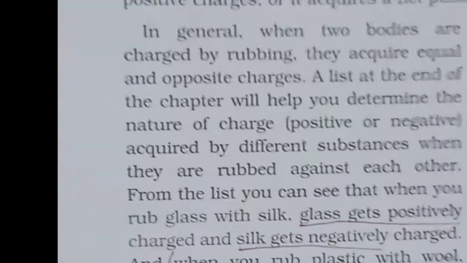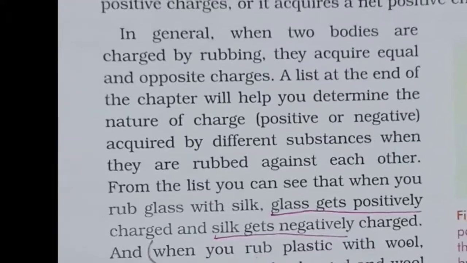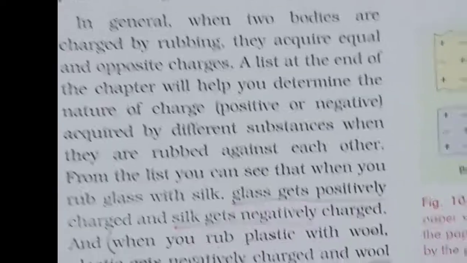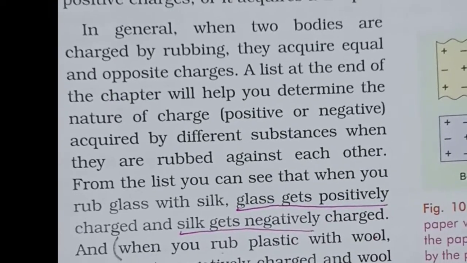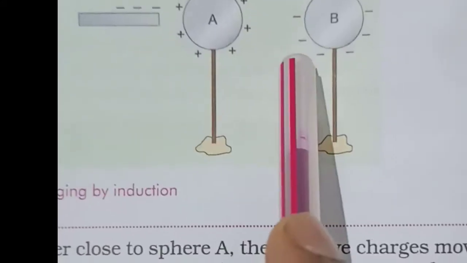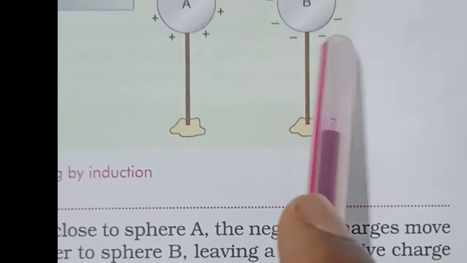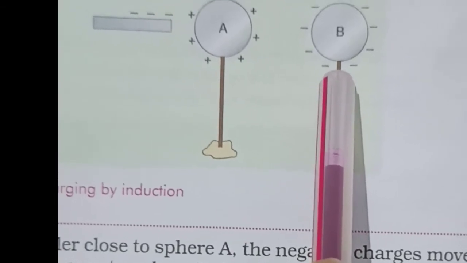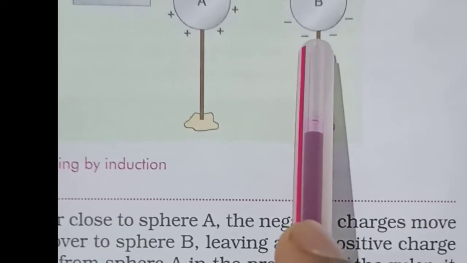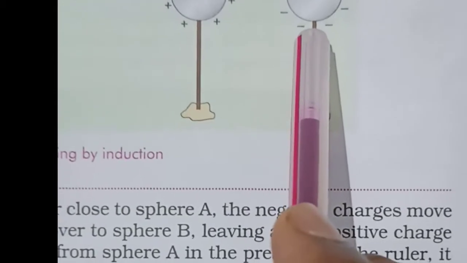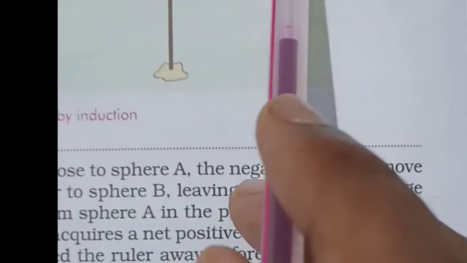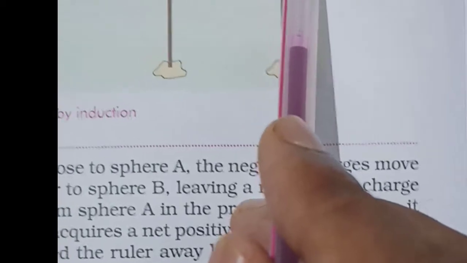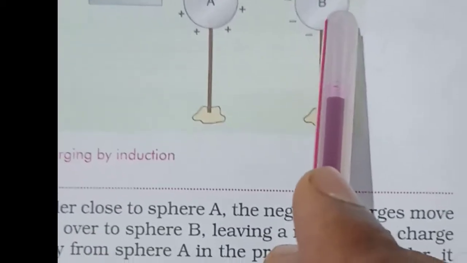And again, we will take a plastic ruler and rub it over wool, and we understand that plastic gets negatively charged. Then we bring the other sphere closer to it. What we will see is that the sphere makes the hanging plastic ruler repel. So it confirms that sphere B is negatively charged, because like charges repel each other.